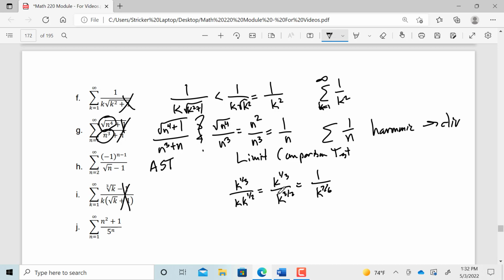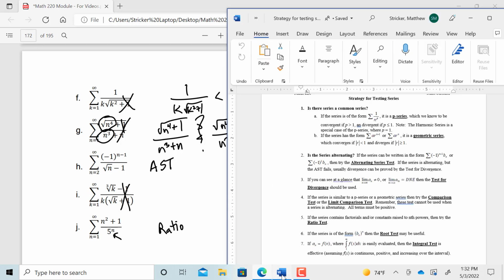And then our very last one, I'm looking here and I see, oh, constant raised to the nth power. Let's use ratio test. And so that's kind of how I think of these problems. Again, in my head, I'm asking myself these questions in this strategy for testing series.